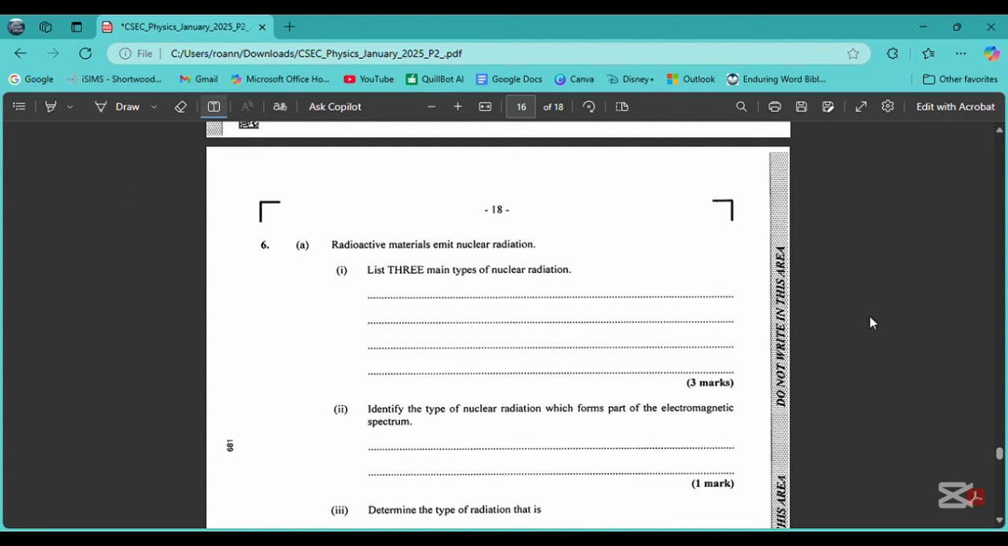And we move on to question 6. Our final question, which is on radioactive materials, radioactivity. So radioactive materials emit nuclear radiation. List 3 main types of nuclear radiation. So that would be alpha radiation, beta radiation, and gamma radiation.